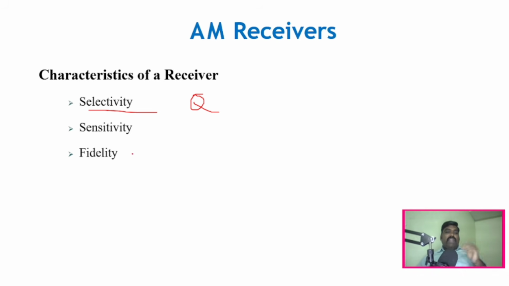Fidelity is the ability of the receiver to exactly replicate the original message signal. That is called fidelity. If you are able to reproduce the original message signal exactly, an exact replica of the original message signal, then that is called fidelity. Now we'll see what is selectivity.